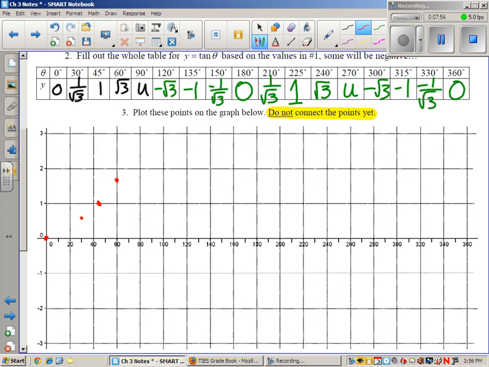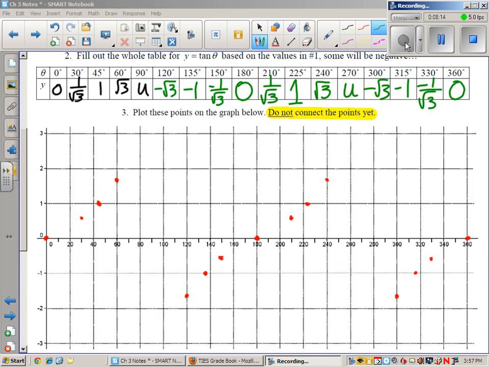At 120, I'm going to be negative 1.7-ish. 135, I'm going to be negative 1. 150, I'm going to be negative 0.57-ish right there. All right, so I've got some so far. 180 is going to be 0. I'm going to pause here and let you finish this up. You can pause and finish plotting all these.